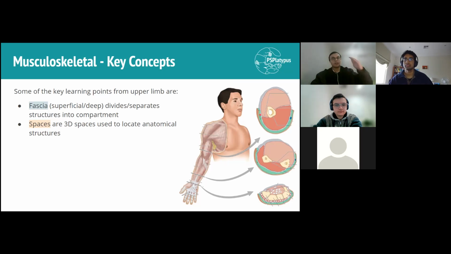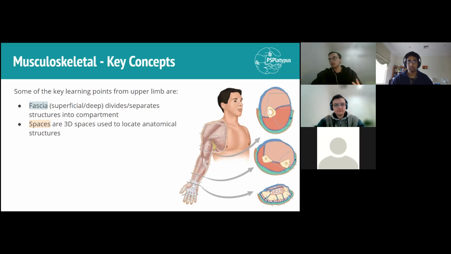So basically right under your skin is the superficial fascia, and that's going to separate your skin from everything below it, right? The deep fascia, however, is dividing and separating the muscles inside your upper limb. So superficial fascia is higher up and separating the skin from everything below. The deep fascia is lower down, but it separates the muscles themselves into different compartments.